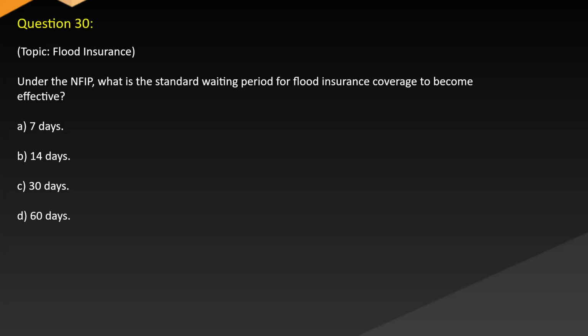Question 30. Topic: Flood insurance. Under the NFIP, what is the standard waiting period for flood insurance coverage to become effective? A. 7 days. B. 14 days. C. 30 days. D. 60 days.